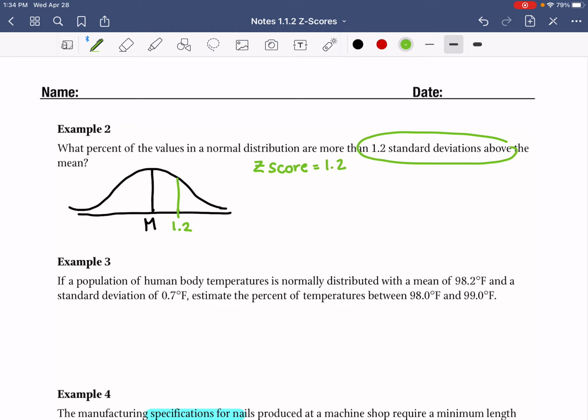So our Z-score table is going to give us the values to the left. But the problem asks what percent of the values are more than 1.2 standard deviations above the mean. So it's going to want this side. So the Z-score table is going to give us this side. We're going to have to figure out how we find this side.